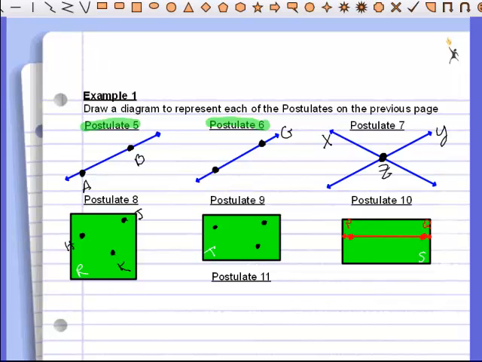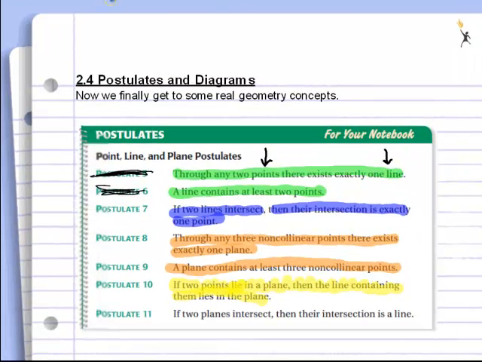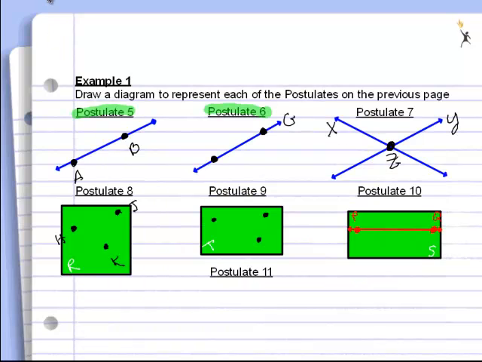Now let's go to Postulate 11. Postulate 11 reads, if 2 planes intersect, then their intersection is a line. Now this one's a little bit tough because it's very, very three-dimensional.